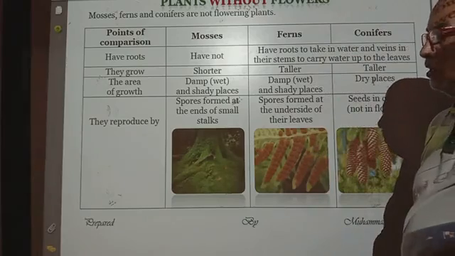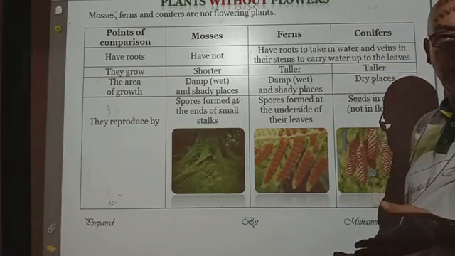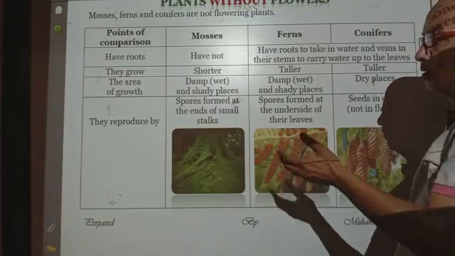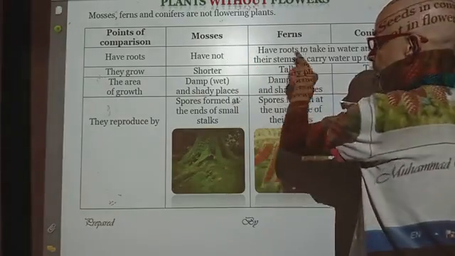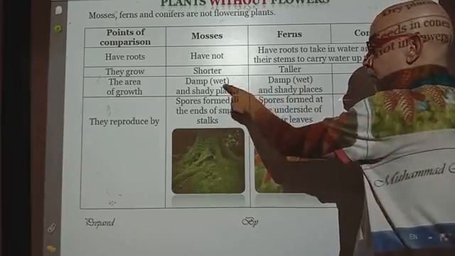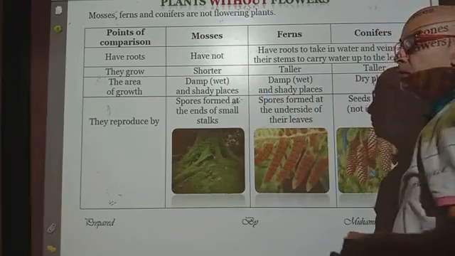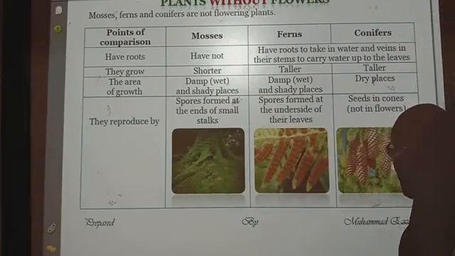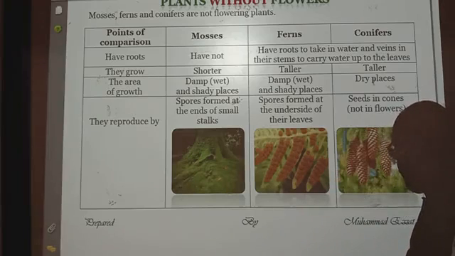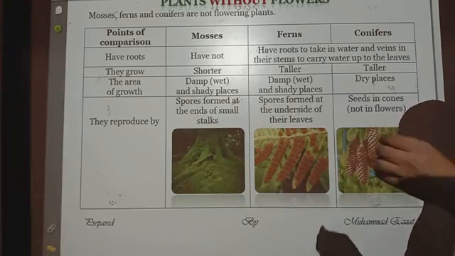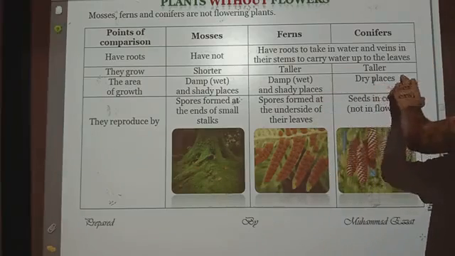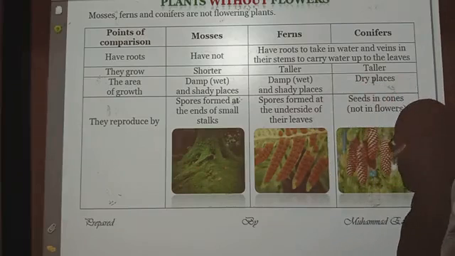Number three, the area of their growth, or its habitat, to be more accurate. Mosses and ferns, both of them prefer the damp or wet environment, the damp or wet habitat, especially shady places. Shady places are places with shadow, not direct sunlight. But conifers, they prefer to grow up in dry places.